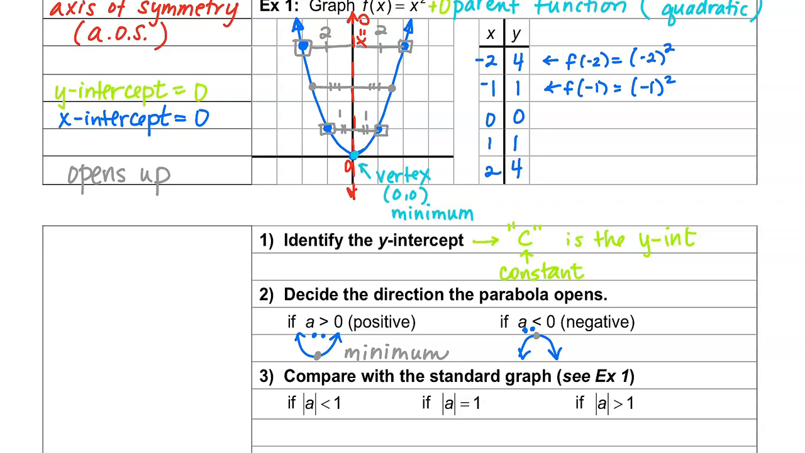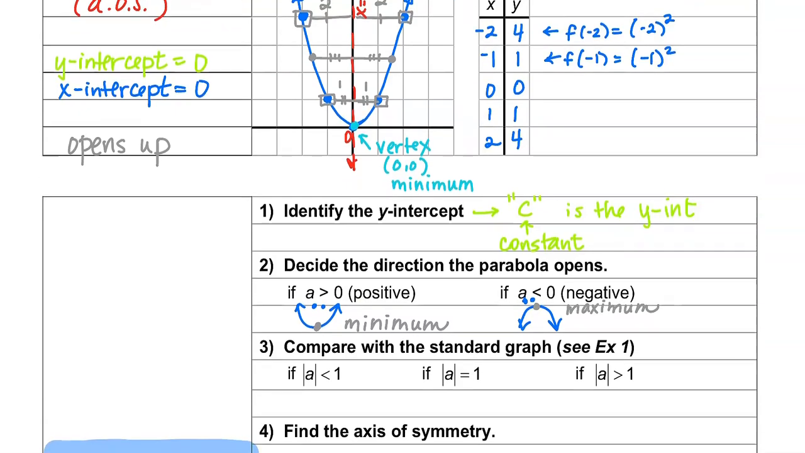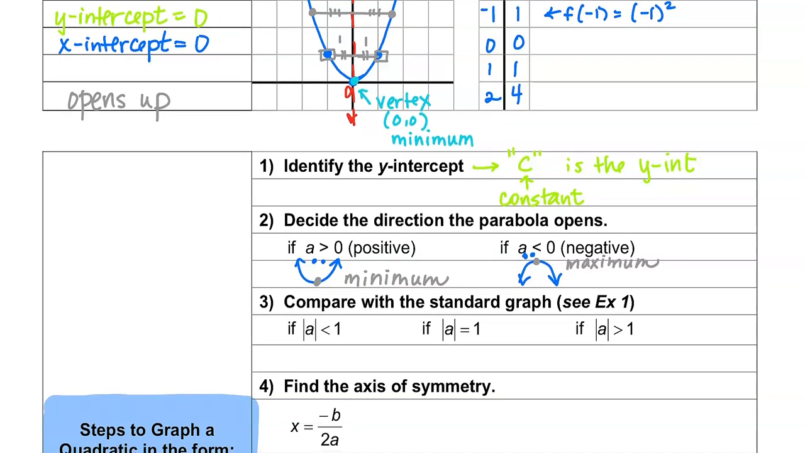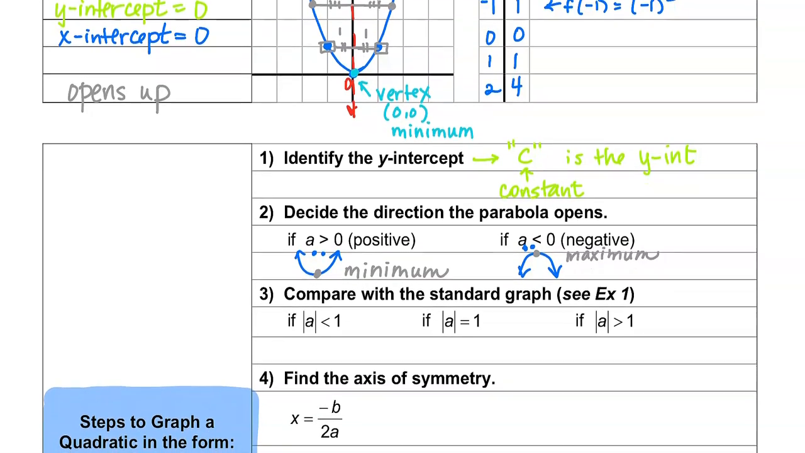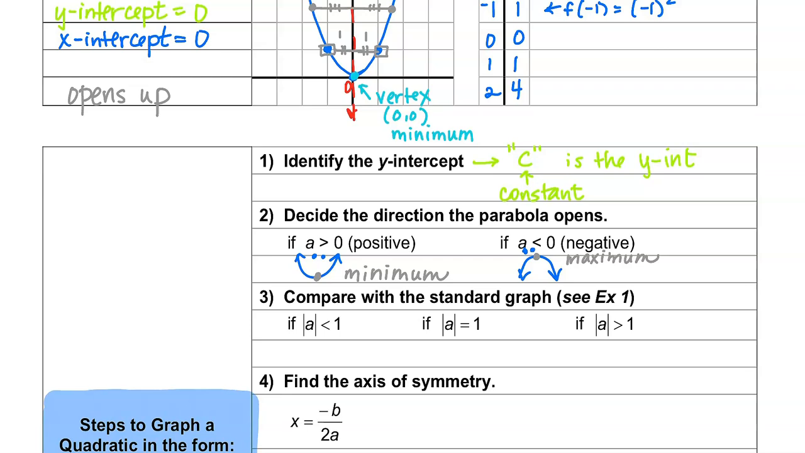So then you can see in this case, when it turns down, the vertex will be a maximum. Number 3, let's compare it with the standard graph. And when I say standard graph, I said see example 1 because example 1 is the standard graph, right?